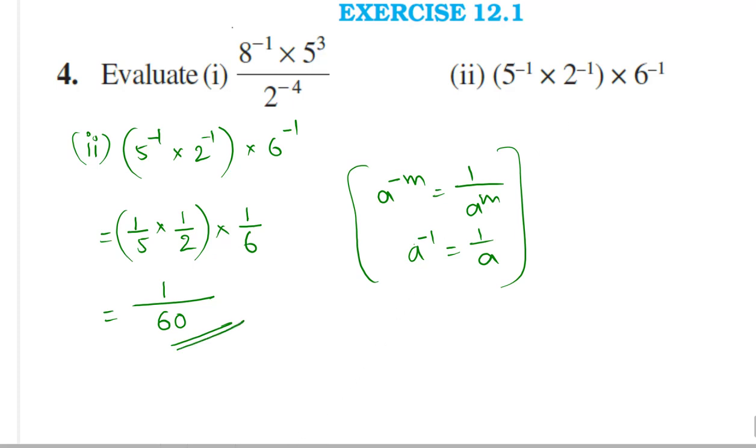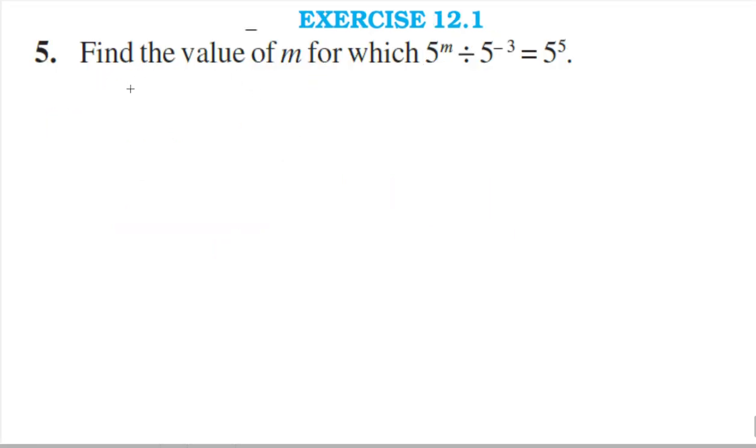Let us go to the next problem. Fifth problem. Find the value of m for which 5 to the power of m divided by 5 to the power of minus 3 equal to 5 to the power of 5. Let us write 5 to the power of m divided by 5 to the power of minus 3 equal to 5 to the power of 5. So the solution is, given that 5 to the power of m divided by 5 to the power of negative 3 equal to 5 to the power of 5. So you can write this one as 5 to the power of m divided by 5 to the power of minus 3 equal to 5 to the power of 5.